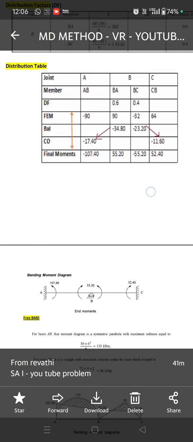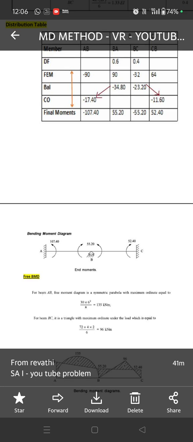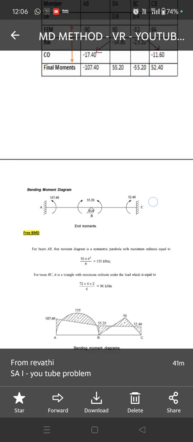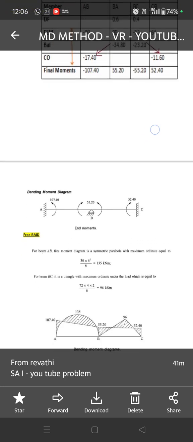Once the final end moment is calculated, we can draw the bending moment diagram. So for the final end moment, the clockwise moment, here is a diagram showing the end moment values. The negative moment is shown in the anti-clockwise direction, and the positive moment, that is plus 55 for BA, is shown in the clockwise direction. Next we can draw the bending moment diagram.